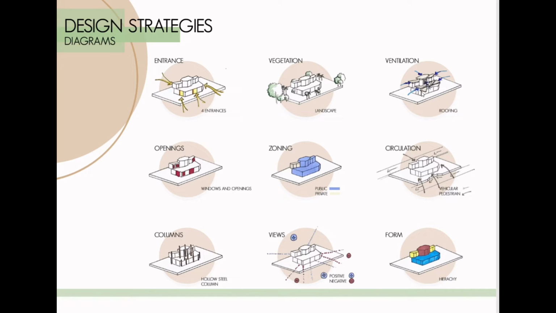This is the vegetation. The ventilation is through under the roof, where the roof is raised up. And these are the openings. This is the zoning, where the gray is private and the blue is public. And this is vehicular circulation right here, these two, and pedestrian circulation, these 4, coming into the 4 entrances, which makes it radial. And these are the columns, for which I'm using hollow section steel columns. And this is a view as I mentioned previously. As for the form, you can see the hierarchy: there are 3 different heights of the building.